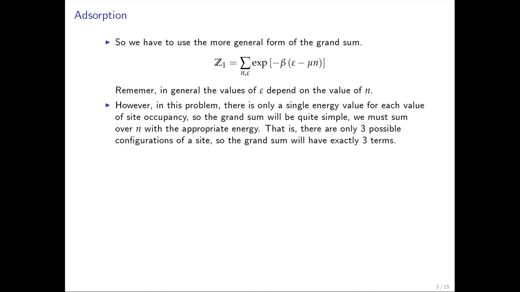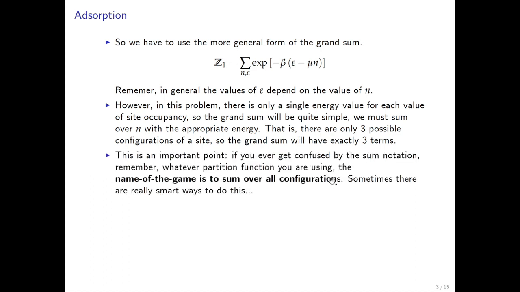That is, there are only 3 possible configurations of one site. So the grand sum will have exactly 3 terms in it, 3 of these factors. Even though the molecules have an interaction on site, it's quite simple this way because, as I said, each configuration of n only has a particular energy. So that makes this quite a simple example.